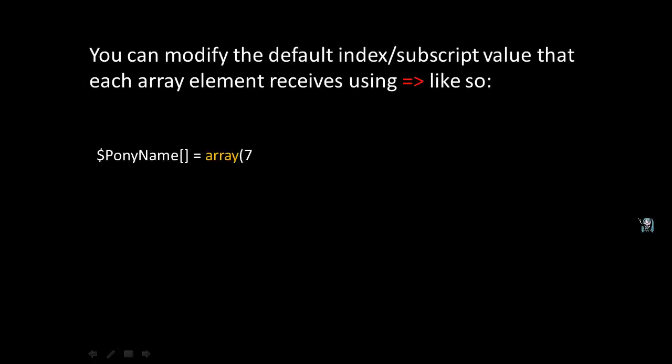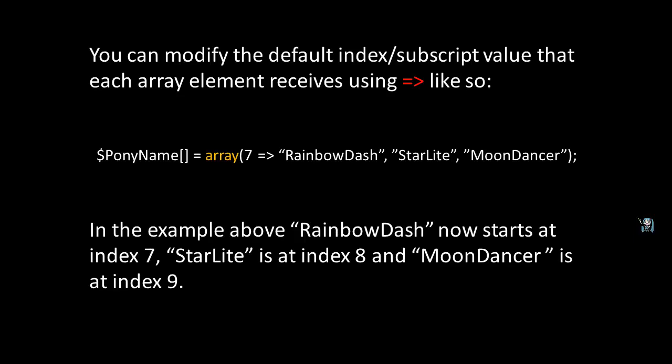You can modify the default index or subscript value that each array element receives using equals and the greater than symbol, like so. We have our array Pony_name. We're using the array method, but this time, instead of starting with the default subscript value of 0, we're making Rainbow Dash indexed as 7, Starlight as 8, and Moondancer as 9. Again, in the example above, Rainbow Dash now starts at index 7, Starlight is at index 8, and Moondancer is at index 9 because we use the arrow, or the equals and greater than sign.